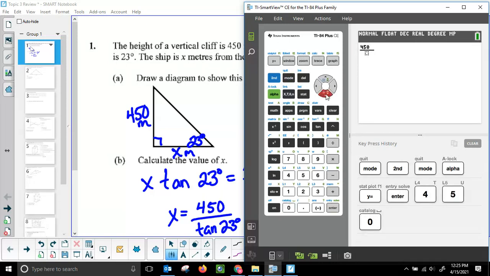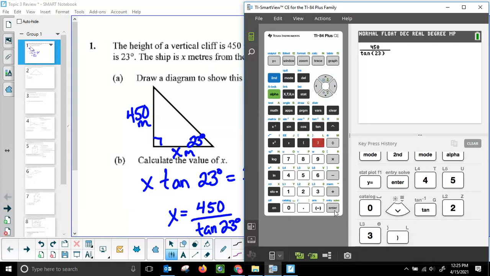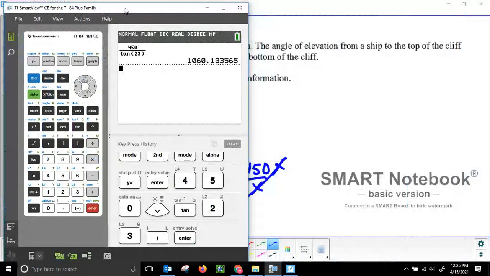All right, over the tangent of 23 degrees. And that gives us 1060.133565. Now, be very careful, all right?